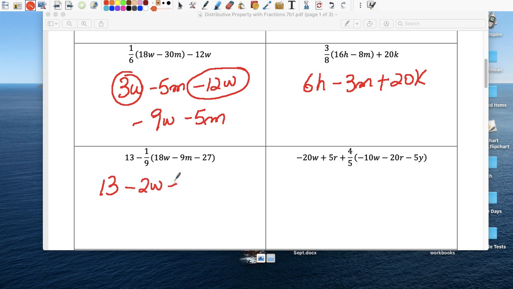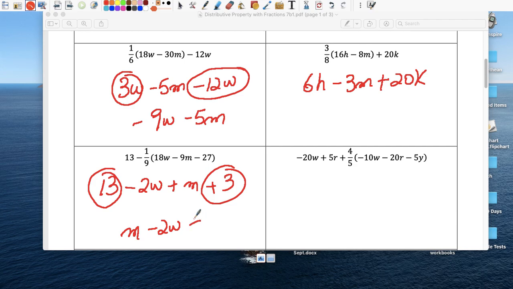Negative and negative is a positive, and 9 divided by 9 is 1, times 1 is just m. Last one, negative divided by negative is a positive again. 27 divided by 9 is 3, times 1 is 3. Can I combine anything? Yeah, I can combine this 13 and this. So it would be m. Sorry, I'll just put them alphabetically. M, plus m minus 2w, and 13 and 3 is 16.